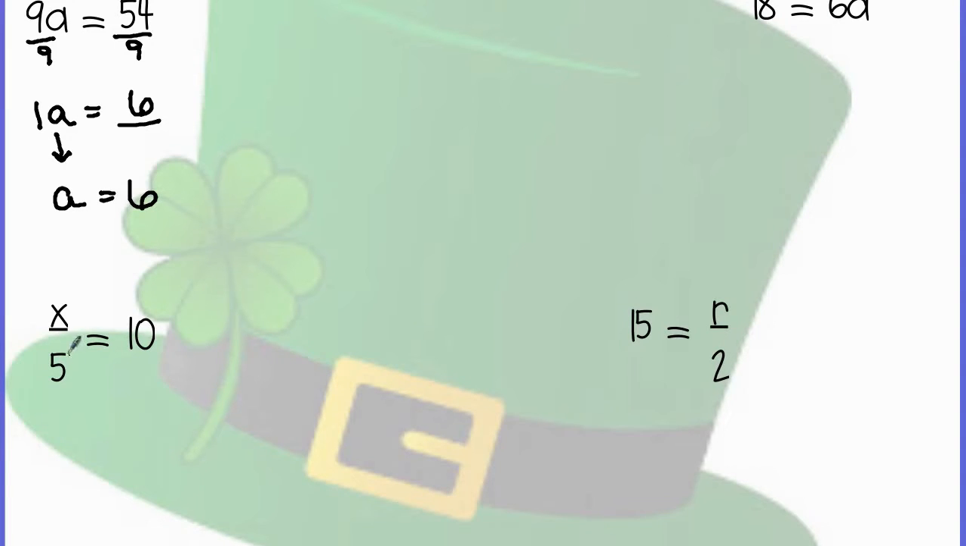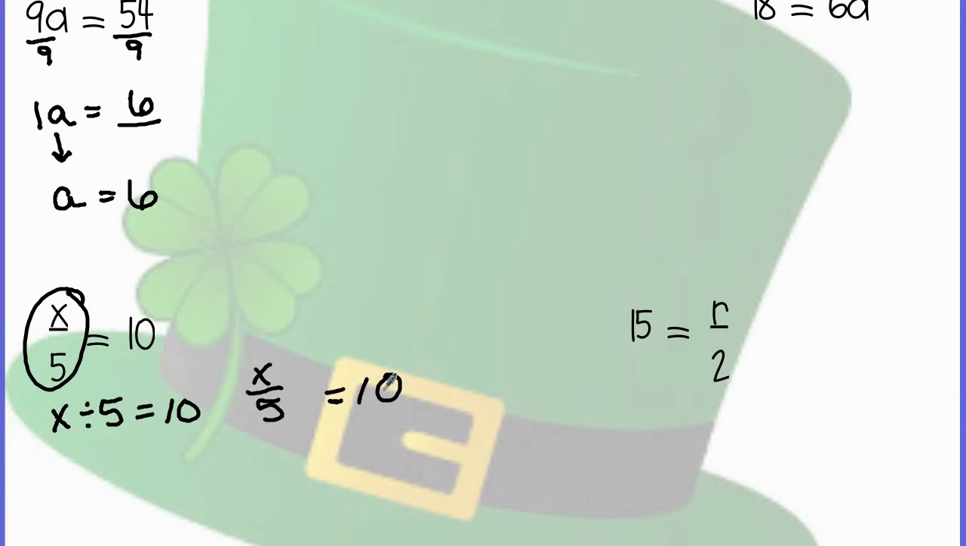If we go down to the next problem, though, we're using division. So anytime we see a problem set up and it looks like a fraction, that means division. So here I have x divided by 5 equals 10, or I can have it set up as x over 5 equals 10. Now, because it's a division problem, I'm going to use multiplication to solve.